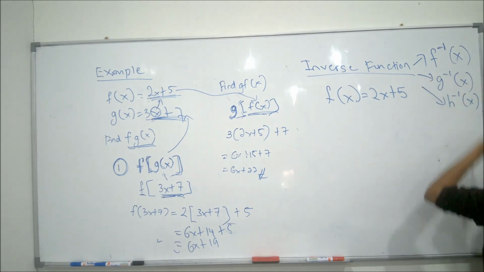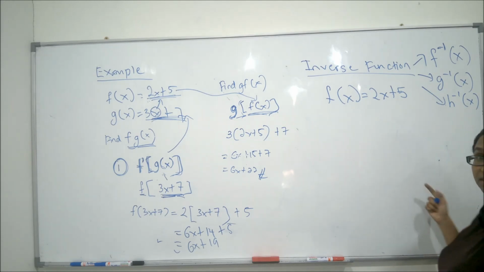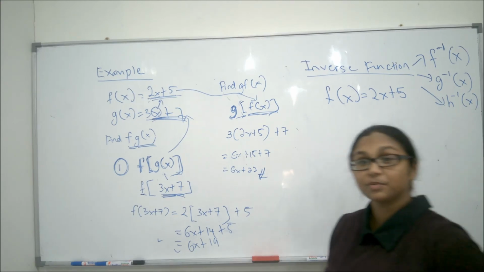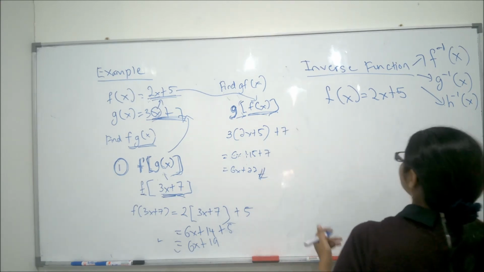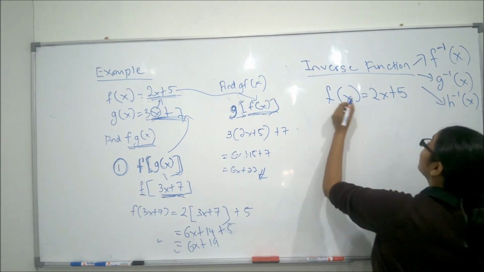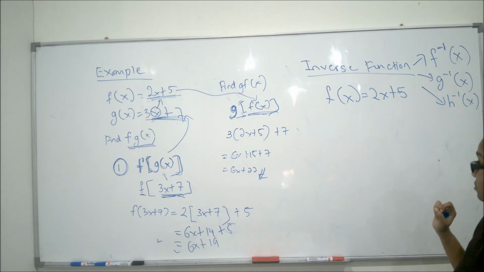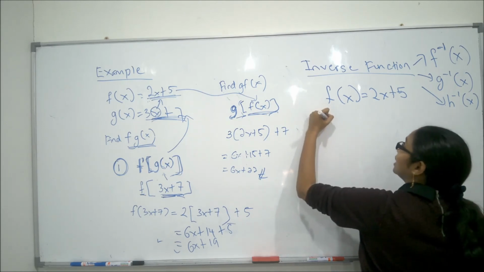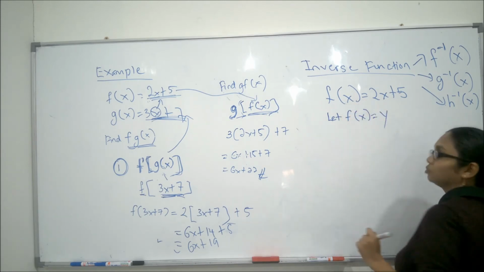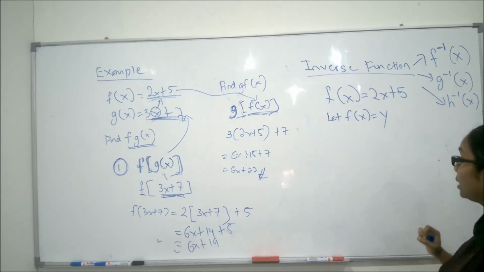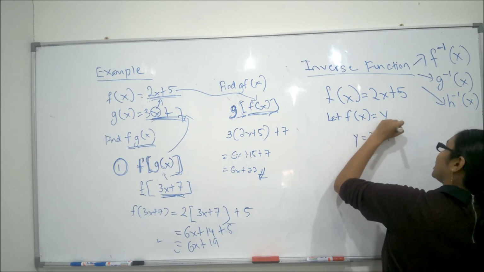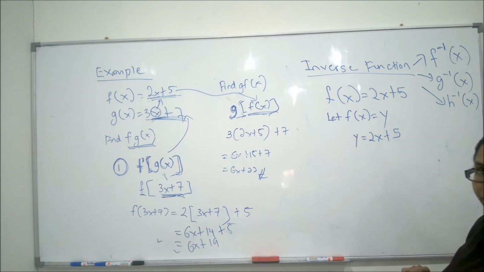If you see this notation, immediately you should recognize that this is an inverse function. Okay, follow step by step. It is advisable for you to not miss any steps. Even if you're super confident with your answer, do not do it. Okay, f(x) is equivalent to 2x plus 5. Let f(x) equal to y. Got it? Next, y is equivalent to 2x plus 5.